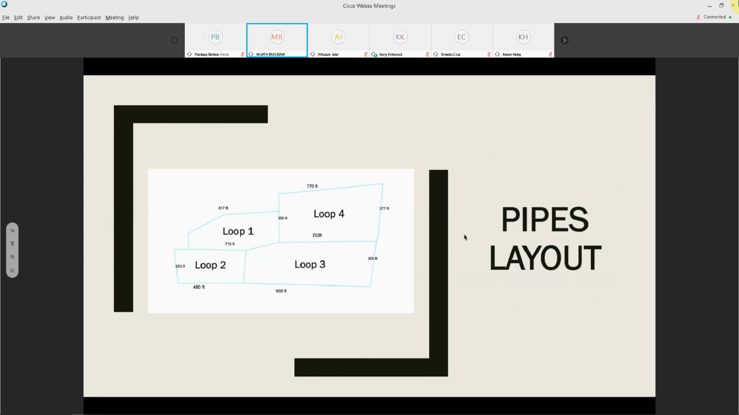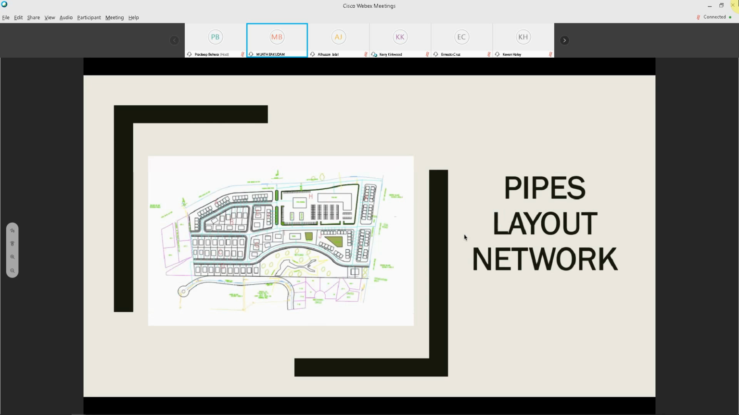Our pipe layout. We designed our system with 4 loops. Each loop serves different uses. For example, loop 1 served residential, loop 2 served residential too, loop 3 served residential and commercial, and loop 4 served residential and commercial. Next, please. Pipe layout network, so you can have an idea what I'm talking about, and the pipes serving each unit in our design. Next.